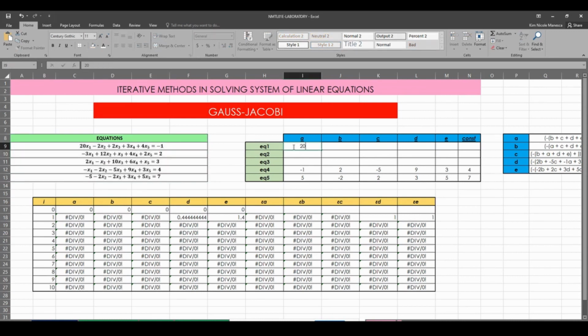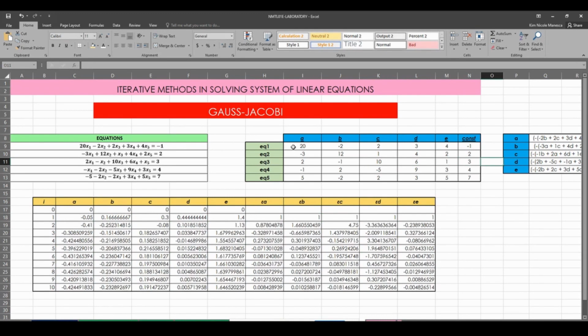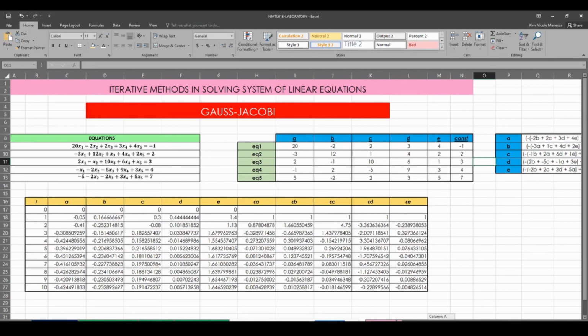20, negative 2, 2, 3, 4, negative 1. For the second equation, negative 3, 12, 1, 4, 2, and 2. For the third equation, 2, negative 1, 10, 6, 1, and 3. And so does with equation 4 and equation 5. Let's put on the table.